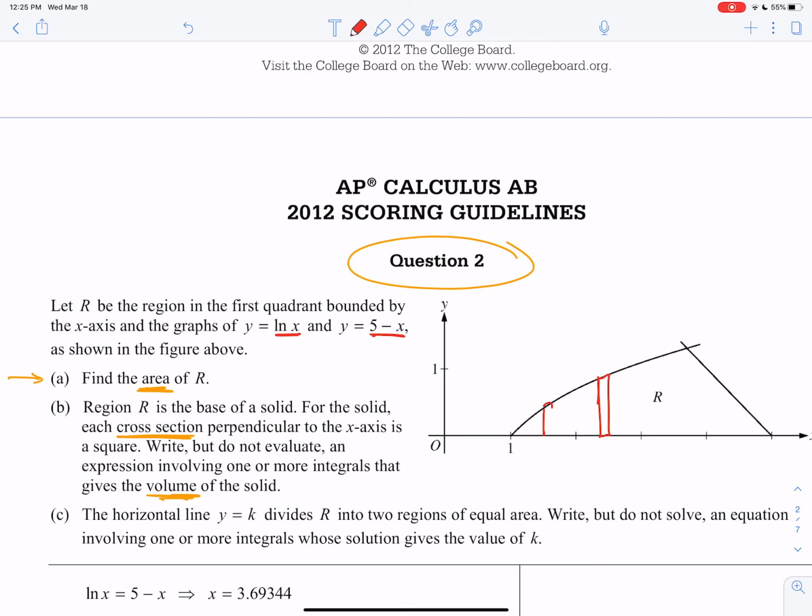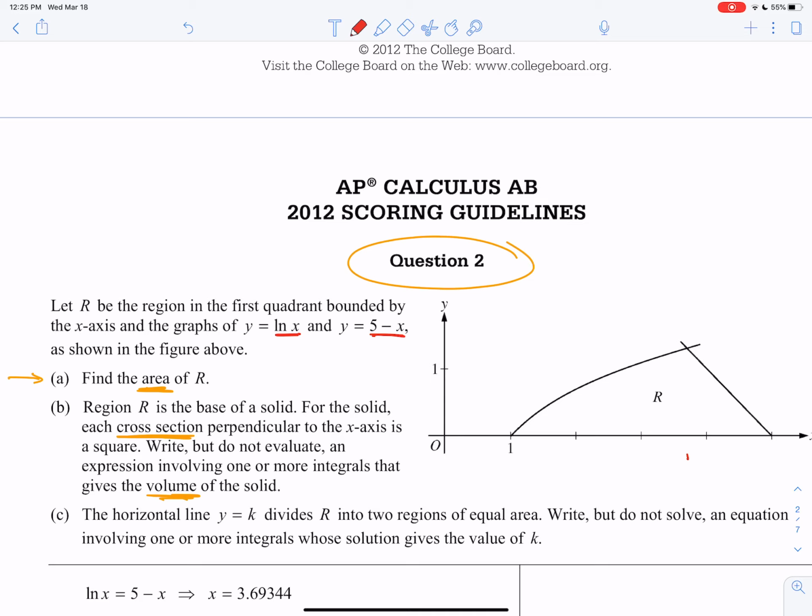But if you notice, if you move towards the right, the top function right now is that natural log of x. But notice how if you keep moving that rectangle towards the right, eventually at some moment, that is no longer the top function. It actually becomes the 5 minus x function. So it does get tricky here if you're integrating in x because you actually have to set up two different integrals because your top function does change. So that's the first option here, okay? So I'll show you that first option now.